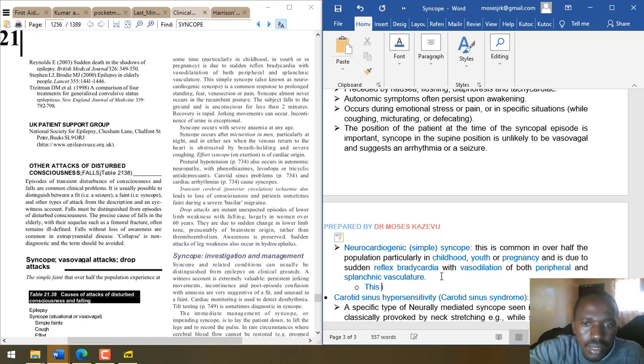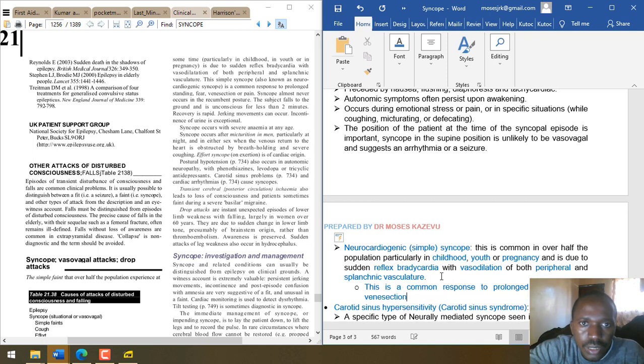So this is a common response to prolonged standing, fear, venous section, or pain. Okay? Fear of venous section or pain. So syncope.